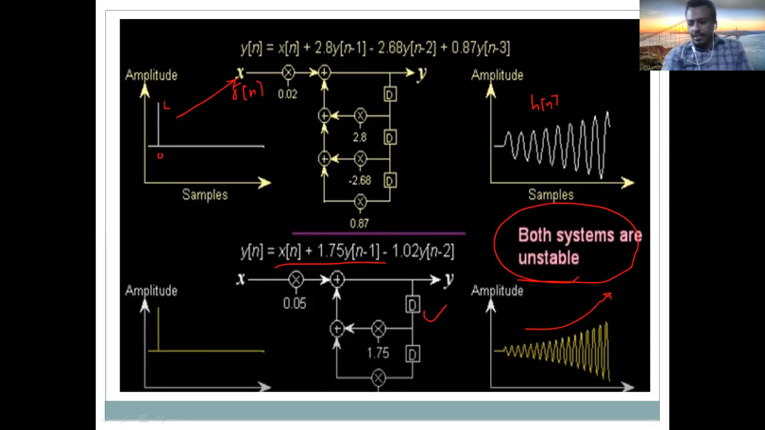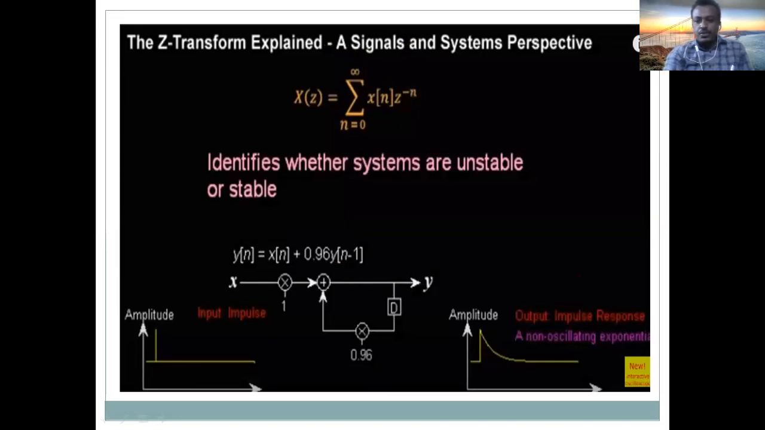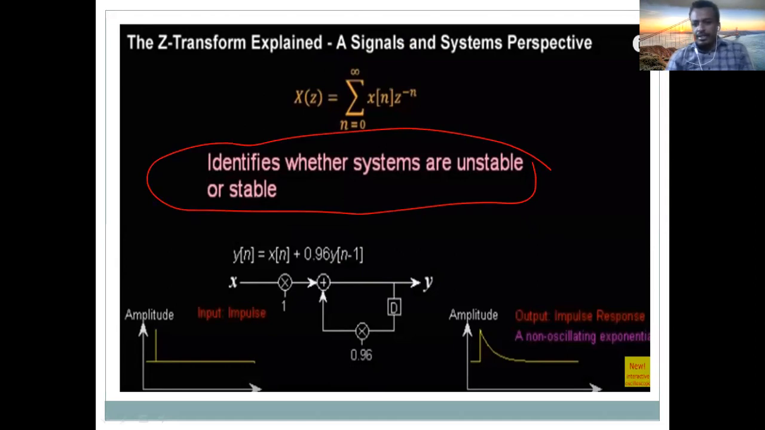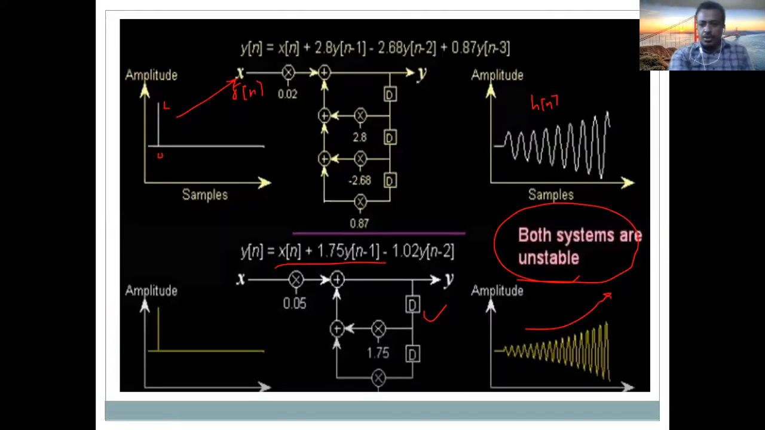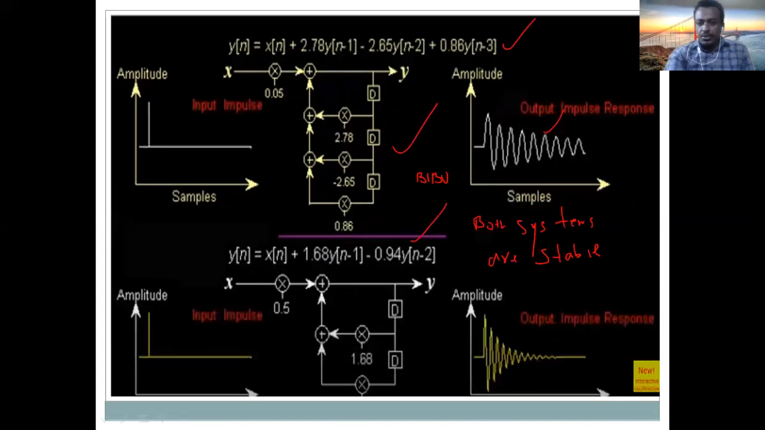One important reason why we use Z transform is to identify whether systems are unstable or stable. Without checking the impulse response, you can determine whether your system is stable or unstable using what? Using Z transform. I'm explaining why Z transform is a very powerful, important mathematical tool in DSP. It has so many applications in digital signal processing. Here we are discussing only a few.